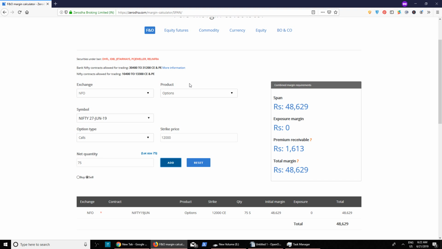Whenever you're selling options, even though your direction may not be right, if it is a range bound market, even if you take a particular strategy in options, it may not be right, but you can still be profitable due to time decay, theta decay.